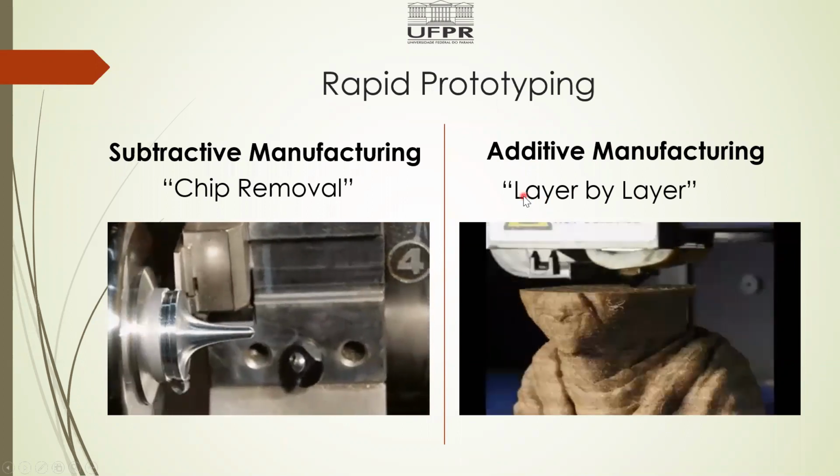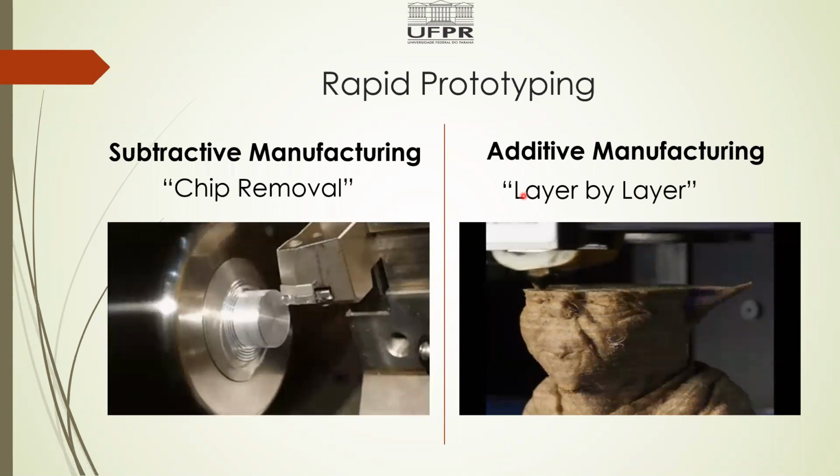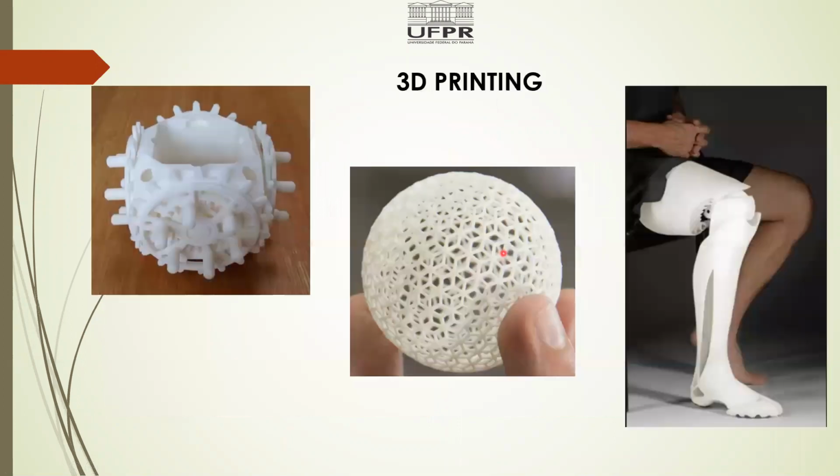In additive manufacturing, it's possible to produce parts with complex geometries, for example, in these cases, which often cannot be produced using, for example, a machine. It's impossible to produce by milling, for example, this part. And here we have an artificial leg or prosthesis with 3D print.